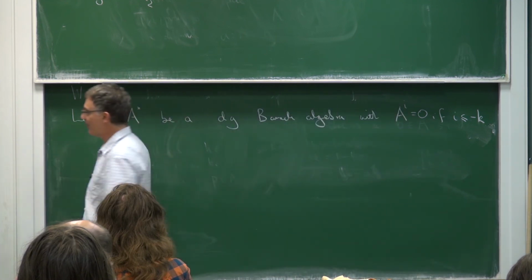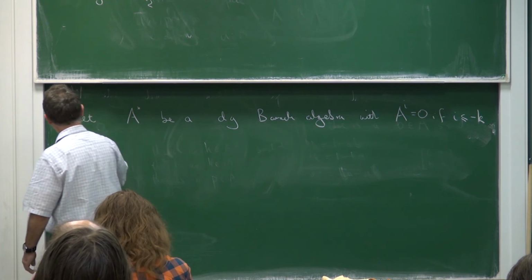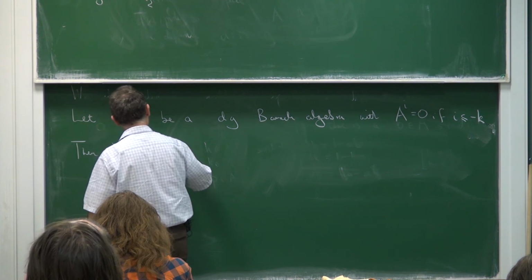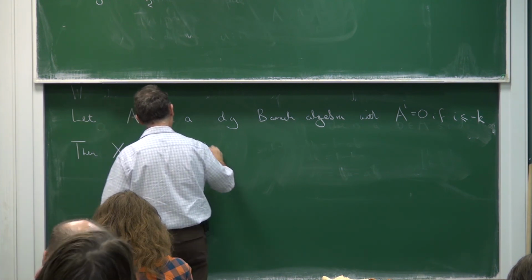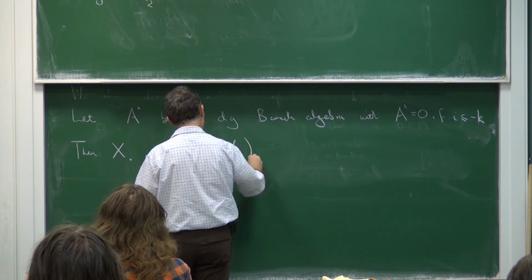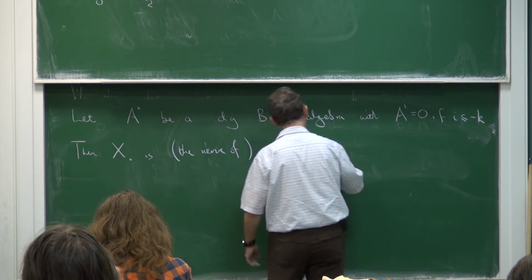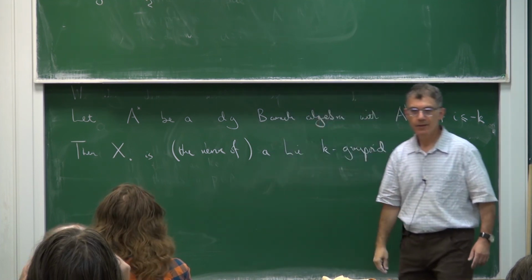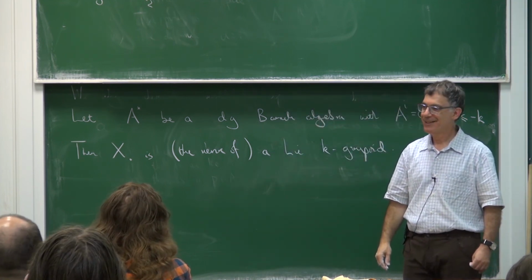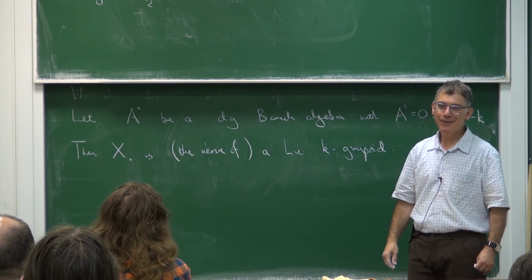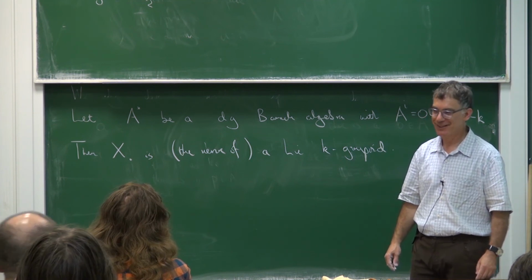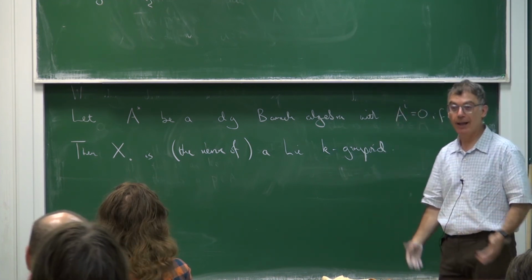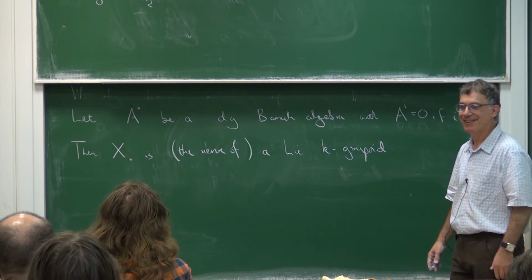So now I take this functor, then x is the nerve of a Lie K groupoid. So that's our theorem. And it's kind of vaguely plausible, but it's not obvious how to prove it. But basically, a lot of implicit function theorem does the trick.